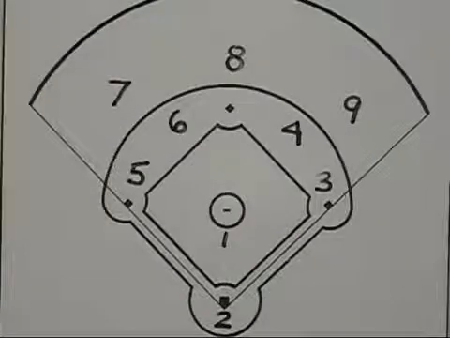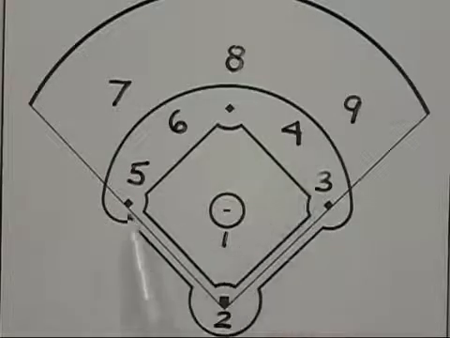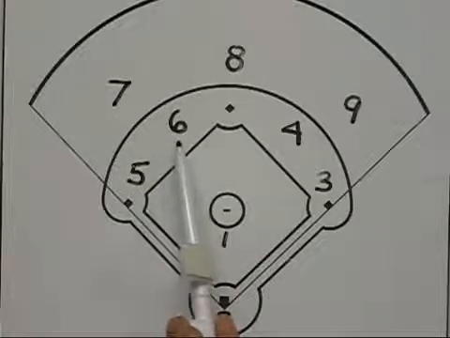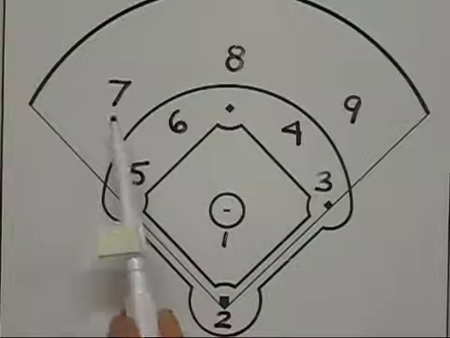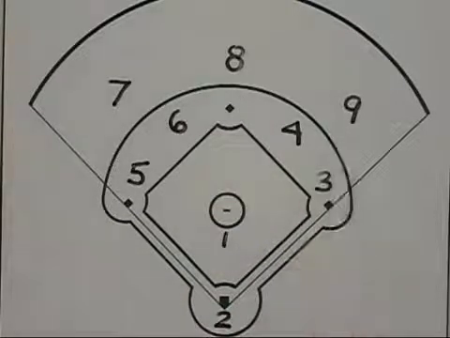You can see that we have a diagram of our field here, and I've given each player on the field a number, and these are standard numbers throughout baseball. Our pitcher is number 1, our catcher is number 2, our first baseman is number 3, our second baseman is number 4. You have to go across the diamond to your third baseman. Your third baseman has the number 5, your shortstop is number 6. You go to the outfield, you always start with left field. Left field is number 7, center field 8, right field is 9.